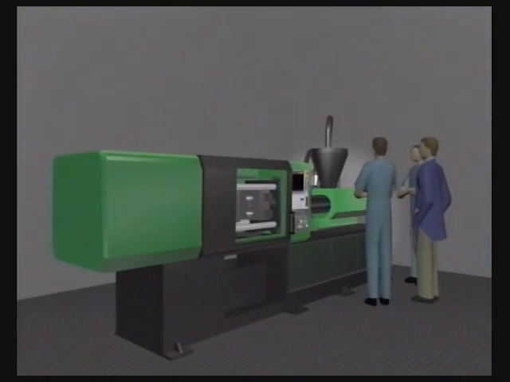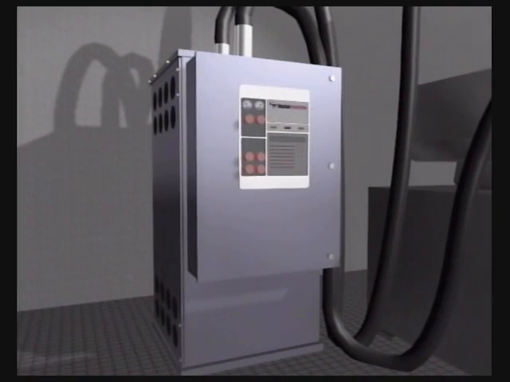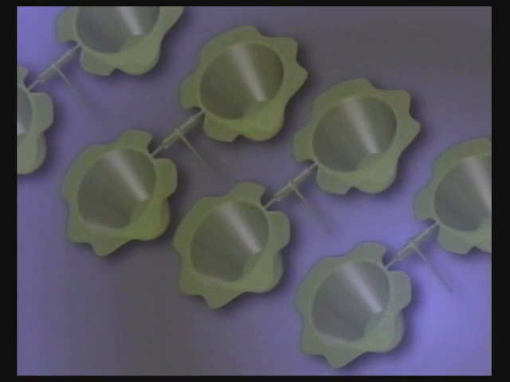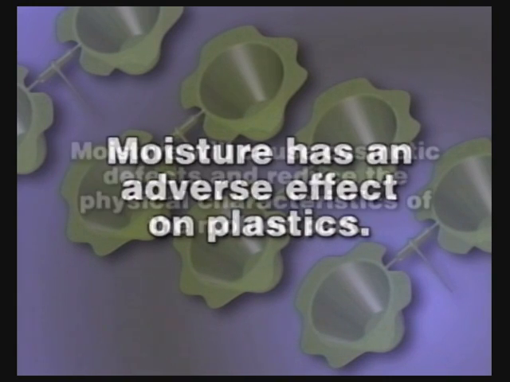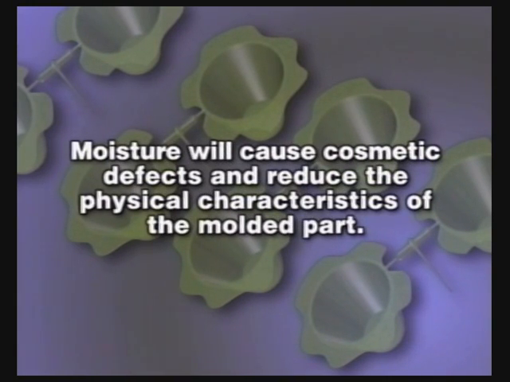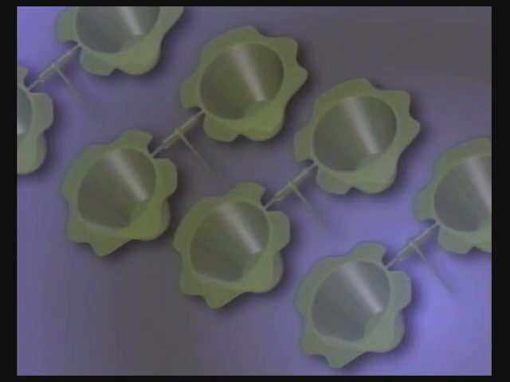In most cases, dryers are used to reduce the moisture content of the plastic resin to ensure proper processing. Moisture has an adverse effect on plastics. If the resin is processed without removing moisture, cosmetic defects will occur. Moisture can also reduce the physical characteristics of the molded part, such as strength and impact resistance.